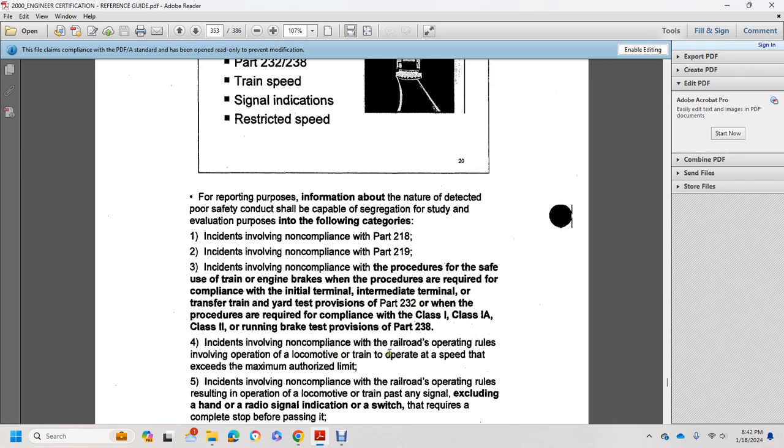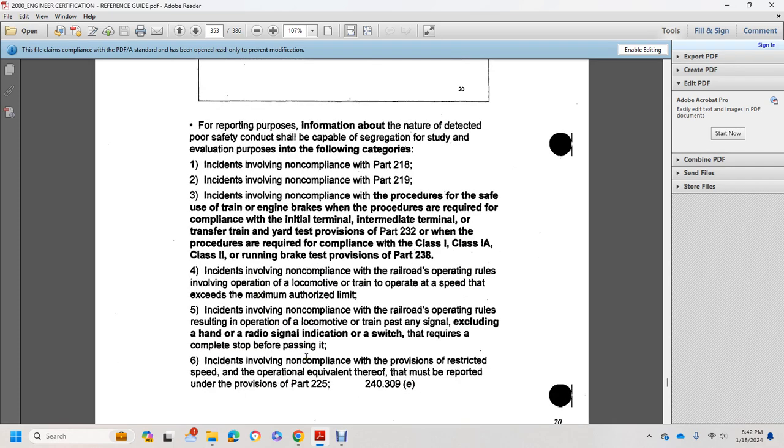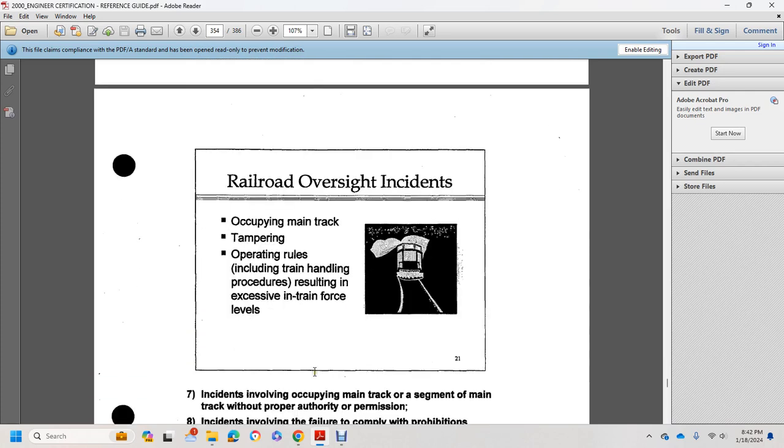involved with the operation of the locomotive or train by an operator with speed exceeding the maximum authorized limit. Incidents involved with non-compliance with a railroad operating rule resulting in the operation of the locomotive or train past any signal, stop signal, hand or radio signal indication, or switch that required a complete stop before passing. It includes incidents involved with non-compliance with the provisions restricting speed or the operational equivalent thereof that must be reported under the provisions of Part 225.